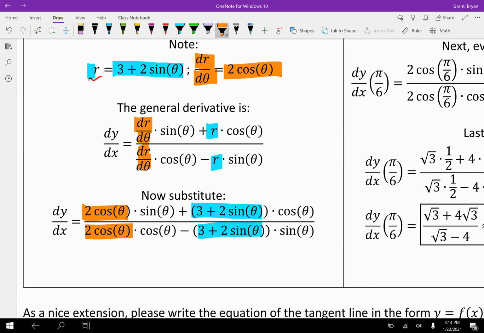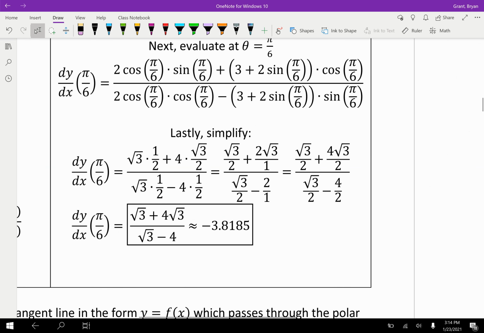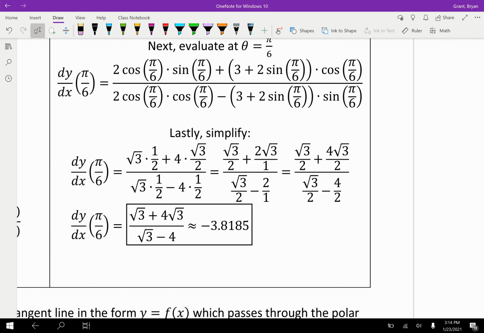This is the general equation for dy dx as a function of theta, but they asked us to find the value of dy dx evaluated at pi over 6. So what do we do? Oh yeah, replace all of our thetas with pi over 6. But the nice part is we found both cosine and sine of pi over 6 several times so far. So I think we should be okay here.